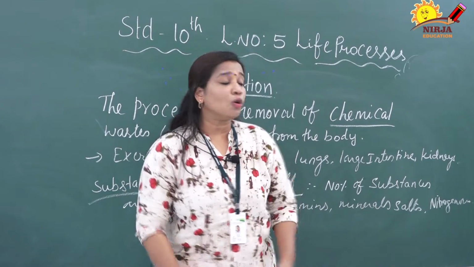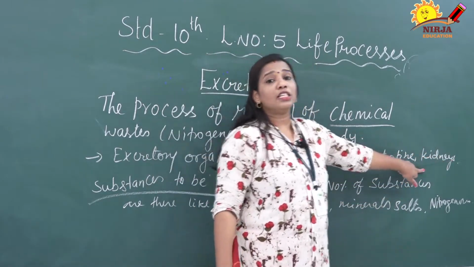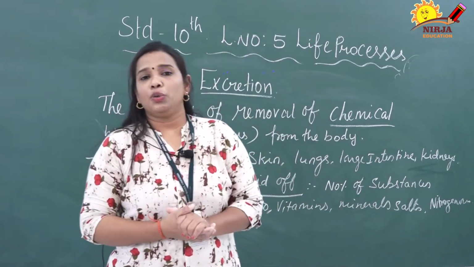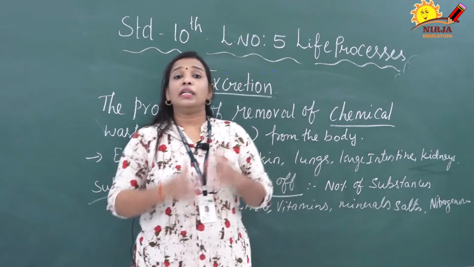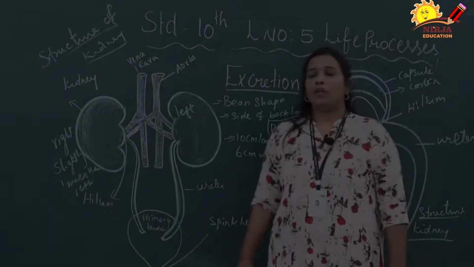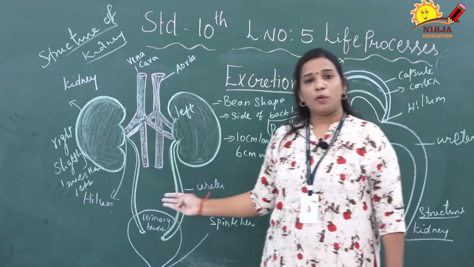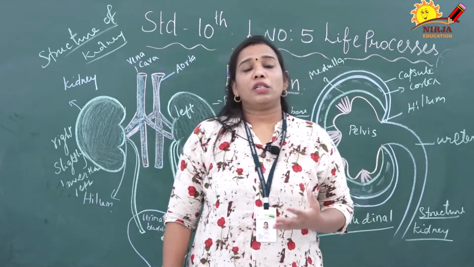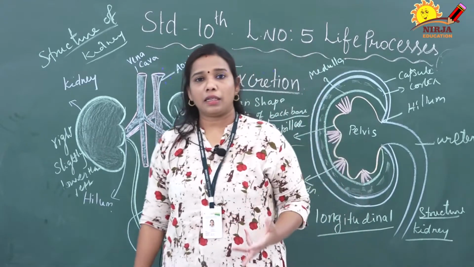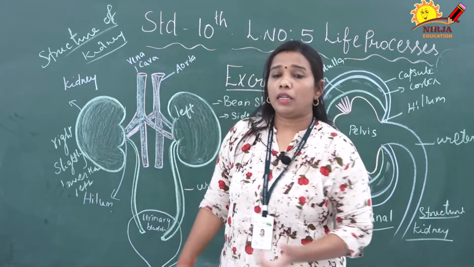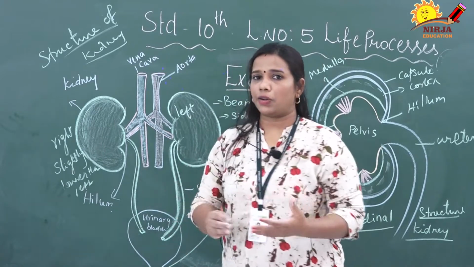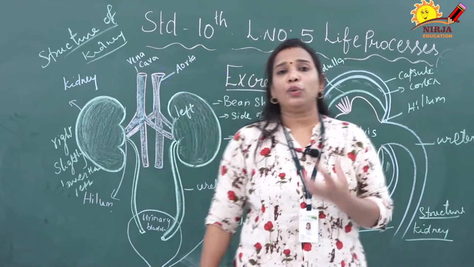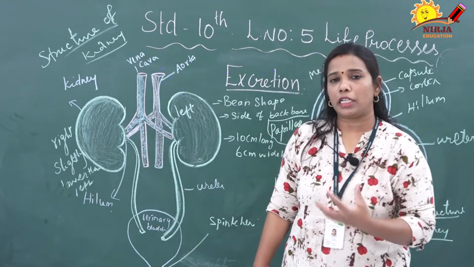That urea is removed by another organ, called the kidney. So, the kidney removes the urea. Next, we are going to discuss the structure of the kidney. As I told you, excretory organs are of different types: lungs, skin, large intestine, and at the same time the kidney also acts as an excretory organ. But the kidney excretes nitrogenous substances in the form of urea.